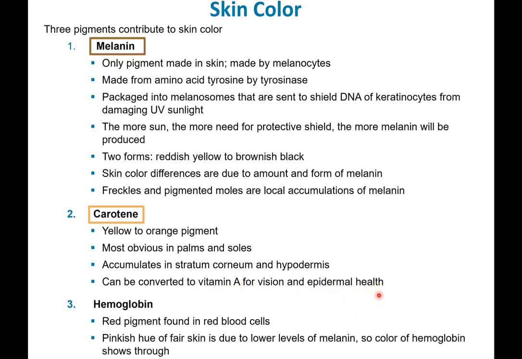The last pigment that contributes to skin color is hemoglobin, which is the red pigment found in red blood cells. Hemoglobin produces the pinkish hue that is seen in fair or light skin. Because individuals with fair or light skin produce lower levels of melanin, the color of hemoglobin shows through.